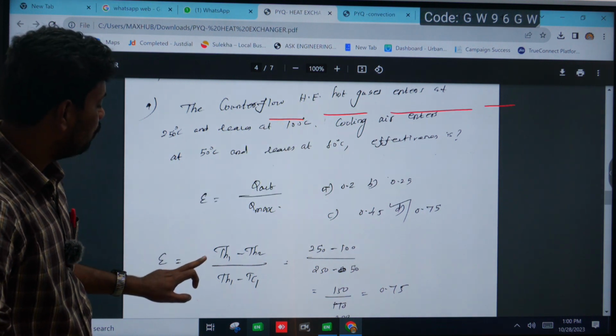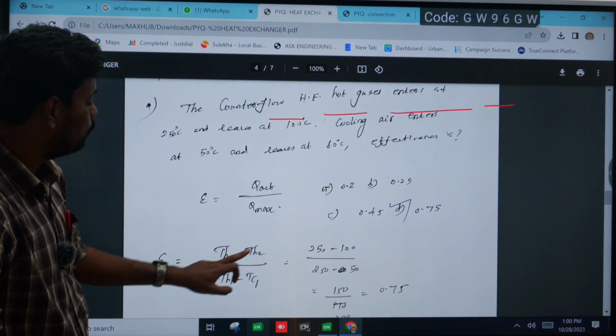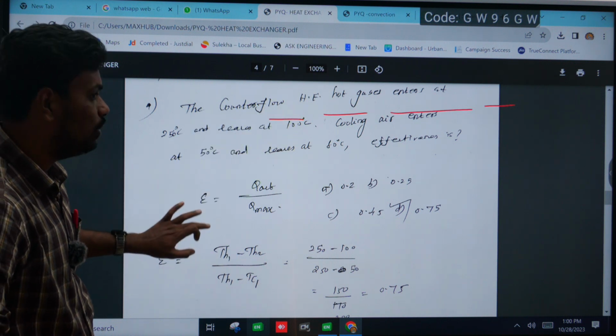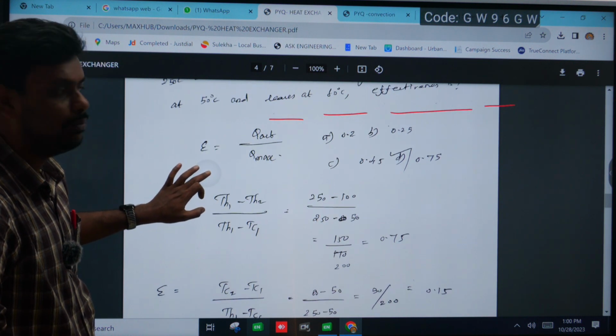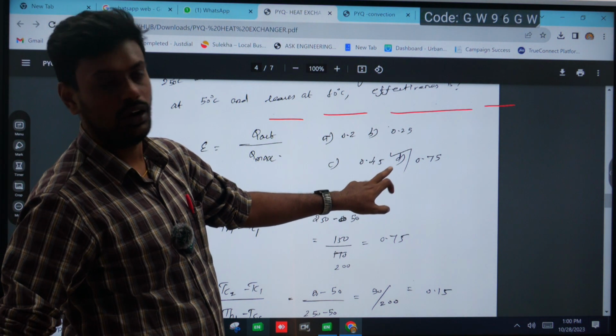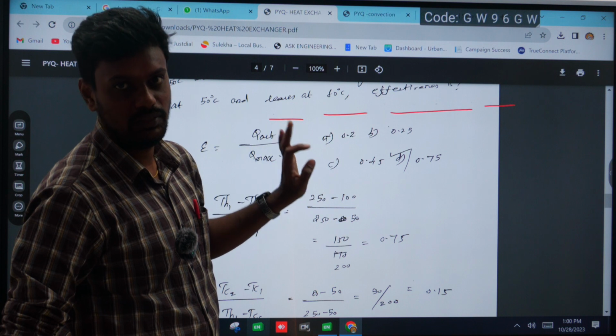Okay. Then what is the formula? TH1 minus TH2 by TH1 minus TC1. Then you substitute all the values. You will get the answer as 0.75. So you check whether the 0.75 is given in the option or not. Yes, 0.75 is given.